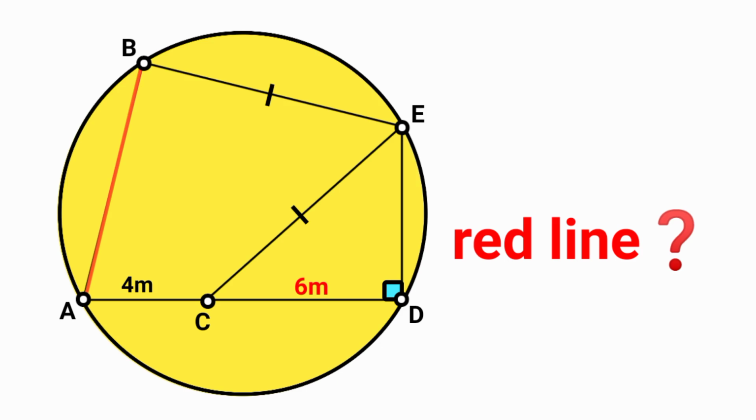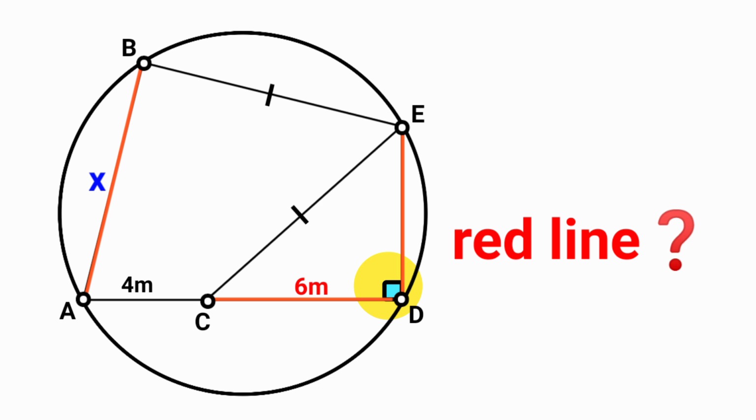Hello, good day everyone. What we are asked to calculate in this question is the length of the red line, that is this line AB. Let's assume its length to be x. We have the length of this line segment to be 4 meters and this is 6 meters in length. We can see this side CE and this side BE are congruent. We have this angle to be a right angle.